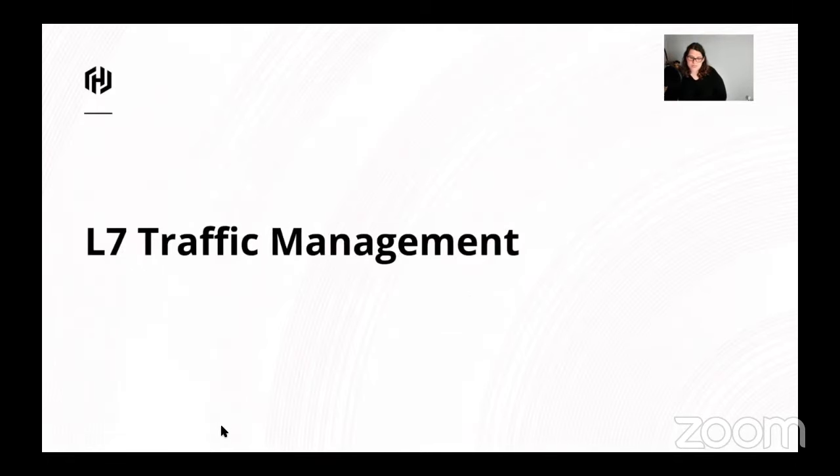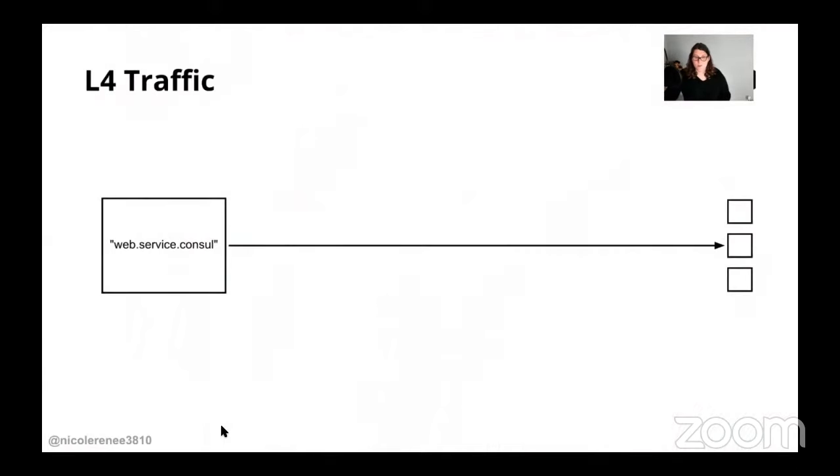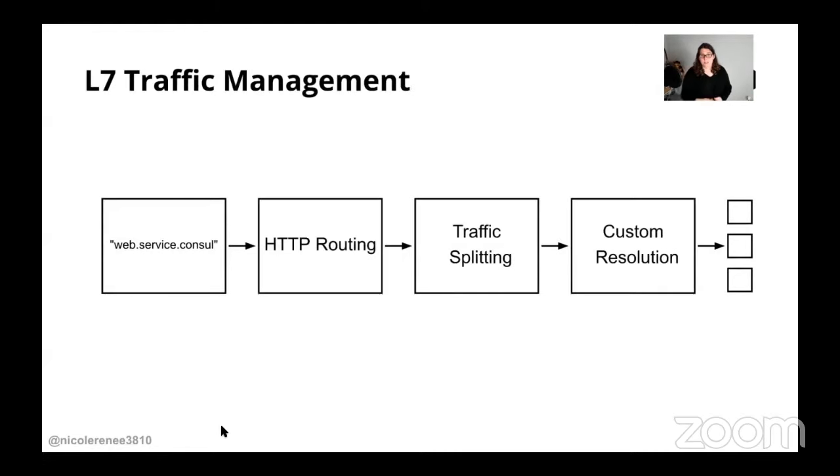And so another advantage you can get is layer 7 traffic management. And so with this, in a standard layer 4 environment, traffic comes in for web.service.consul, and it gets forwarded to our 3 instances of our web service. But with layer 7, we're able to actually change the way that traffic works. And so the first thing we can do is we can change the routing of that traffic. And then after we change the routing, we can also do traffic splitting, and then we can do custom resolution.